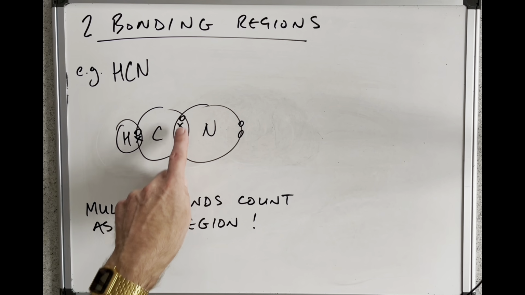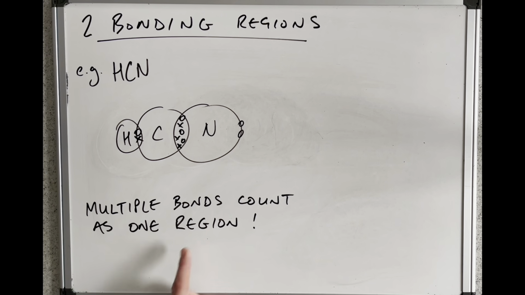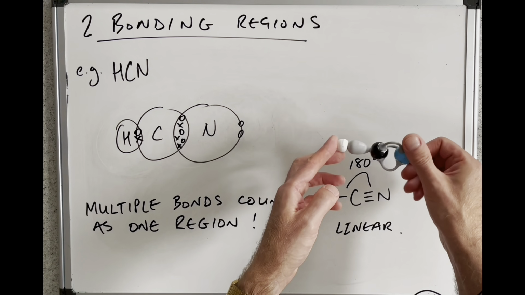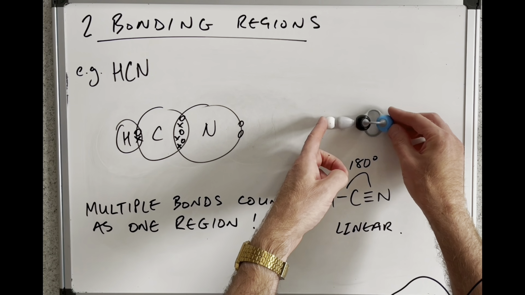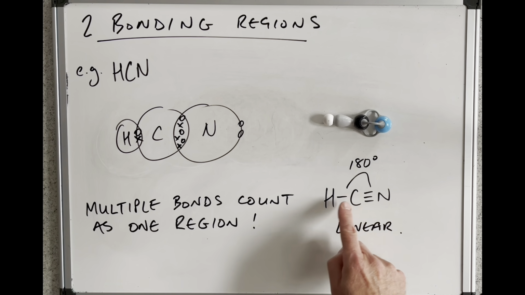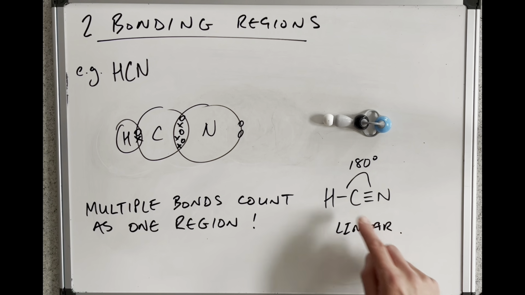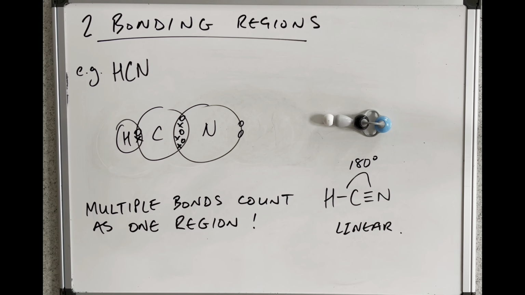So we've got a triple covalent bond here. But remember this rule, multiple bonds count as 1 region. So we've still only got 2 bonding regions. So this is also going to be a linear molecule with a bond angle of 180 degrees. And there's the model. So you can see everything's in a straight line. And there's the bonding diagram. So we've got the H to C single bond, the C triple bond N. It's a linear molecule, 180 degree bond angle.